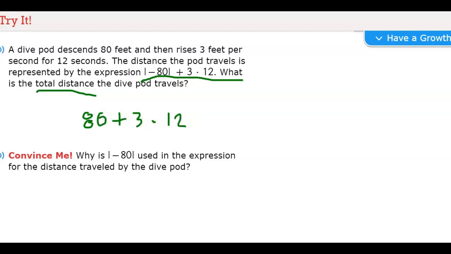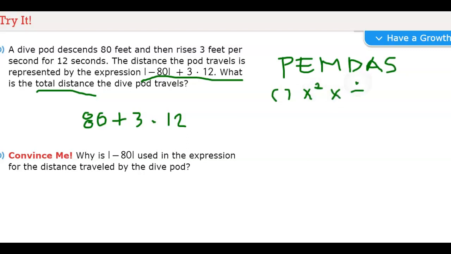So in order of operations, it goes PEMDAS, right? That's our order of operations acronym. P is for parentheses, E is for exponents, M is for multiplication, D is for division, A is for addition, S is for subtraction. So looking at our expression, does it have parentheses? No. Does it have exponents? No. Does it have multiplication? Yes. So we do multiplication, which is the 3 times 12.